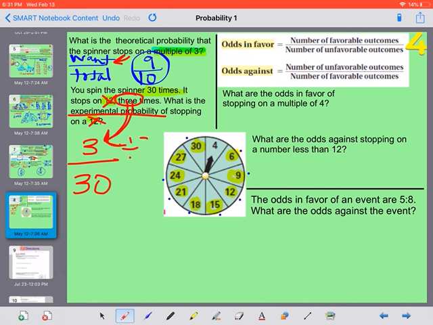So if we simplify this, we can divide by 3. So the probability in the future, based on this experiment, would be 1 out of 10 that it lands on a 12.